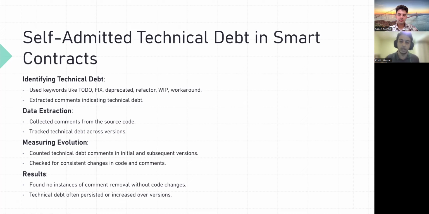The way we did this was we first collected our version data set, and then we extracted the comments from the very first version, the comments indicating that there is technical debt. And then we tracked whether these comments were removed later on. We also tracked whether new comments or new technical debt instances were added in later versions as well.